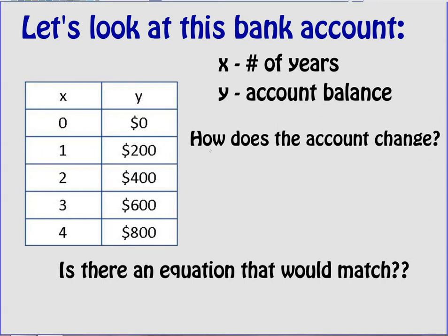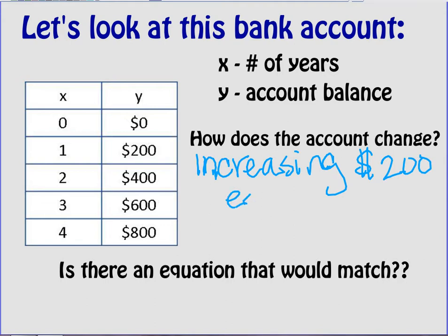Well, we're going to say that this bank account is increasing $200 each year. Is that a fair assessment? We went from 0 to 200 to 400 to 600 to $800. We're increasing $200 each year. This unit, we're going to learn how to take this scenario and create an equation that will match.